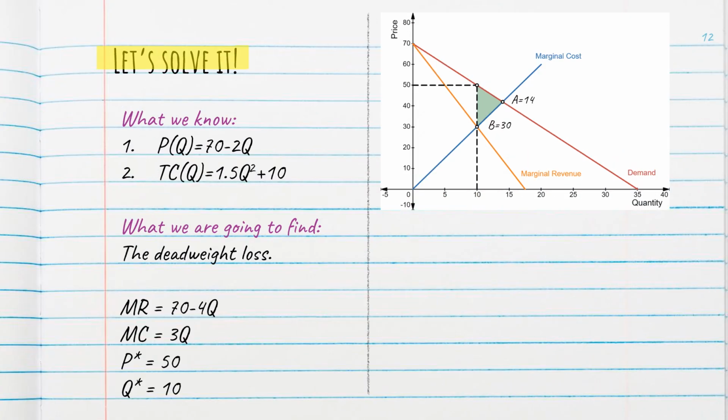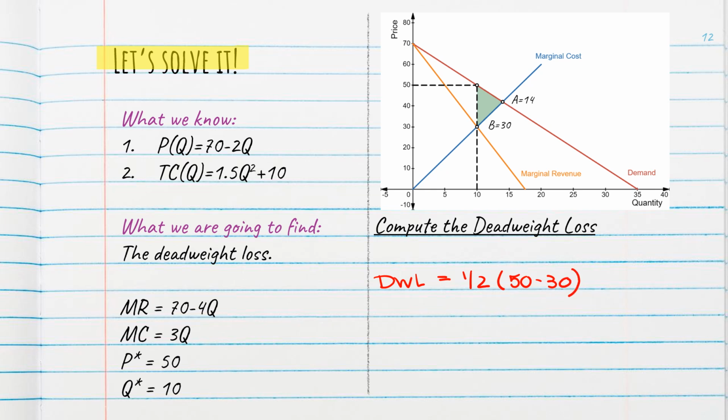Now that we have our missing values for A and B, we have all of the required points on the deadweight loss triangle, and we can compute that deadweight loss. So the deadweight loss is going to be equal to 1/2 times (50 minus 30). So I'm talking about the length of the base of the triangle here, times the height of the triangle, which is this direction, and the height of the triangle is 14 minus 10. So we have 1/2 times 20 times 4. 1/2 times 20 is 10, and 10 times 4 is 40, so our deadweight loss is $40.